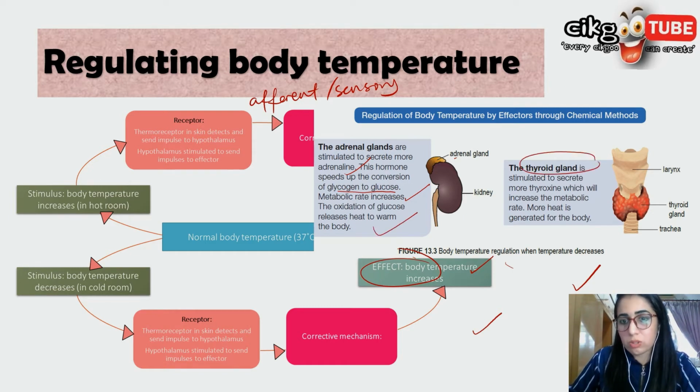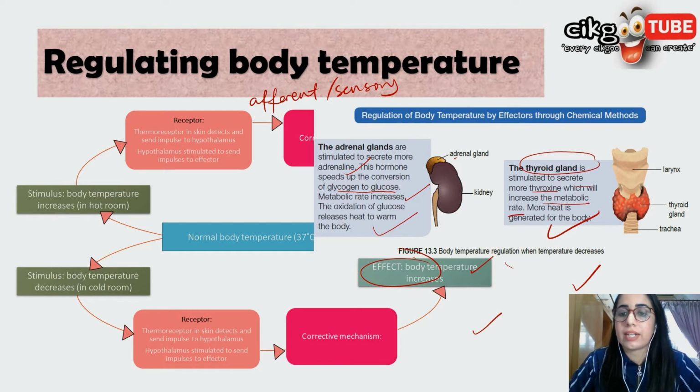The thyroid gland is also stimulated to secrete more thyroxine, which will increase the metabolic rate. So more heat is generated for the body, so you don't feel cold. Your body temperature is still regulated at 37 degrees Celsius. So this is the regulation of body temperature.